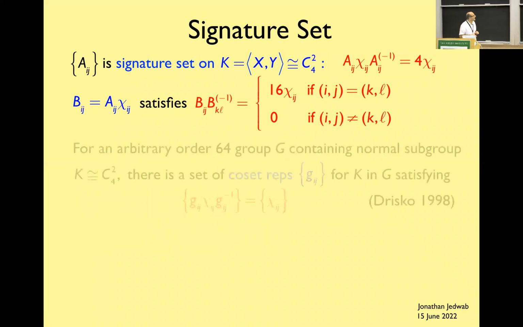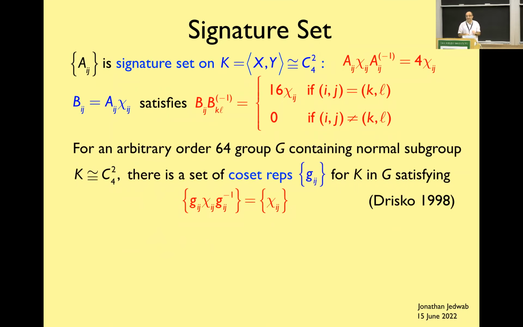Let's take an arbitrary order 64 group, and the only condition is that it contains C4 squared, the thing on which I just showed you a signature set. It contains that as a normal subgroup. Well, then Driscoll showed in a key theorem for our work that there is a set of coset reps for our group K and G, for which this set of expressions is equal to this set of expressions. Just what we need.